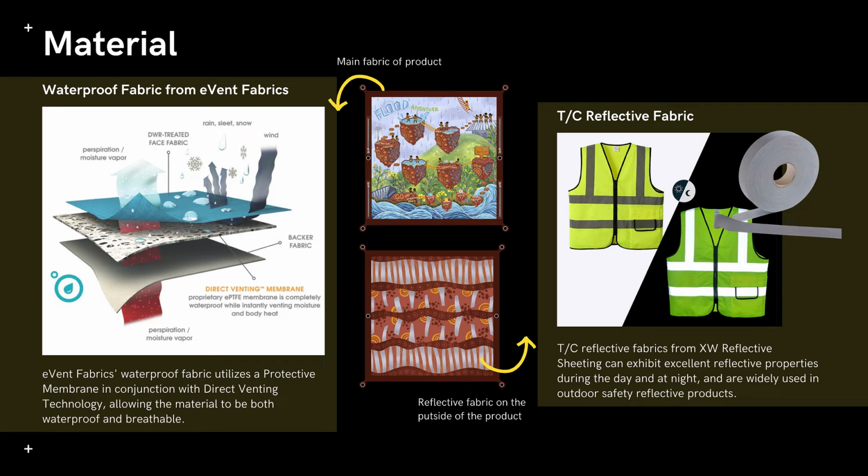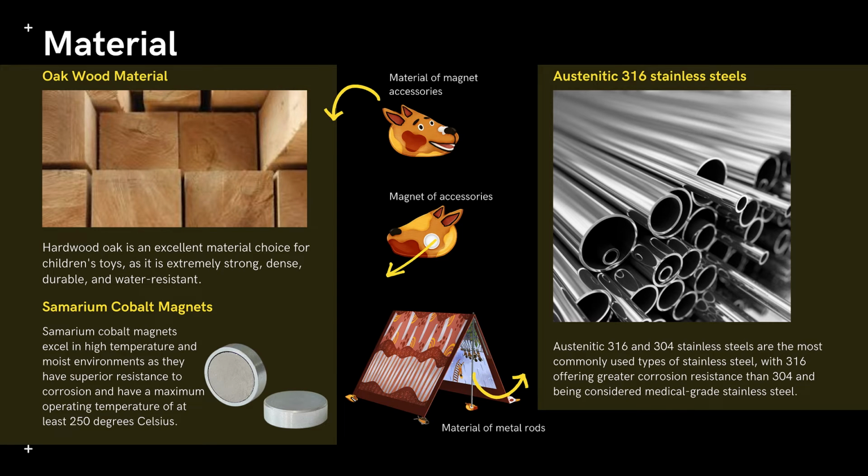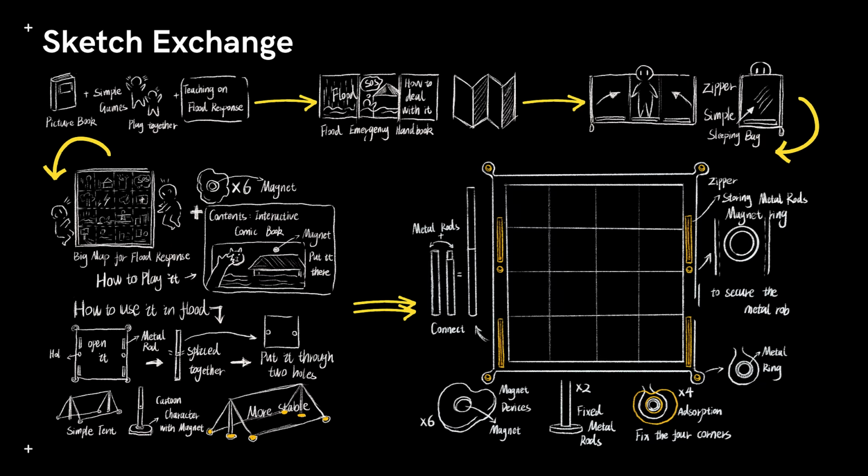The main part of my design is made of waterproof and breathable fabric, which is suitable for the need for a simple tent. Reflective fabric is used on the exterior of the product, which helps rescuers find users more quickly. For the animal accessories, I chose oak hardwoods, which are naturally water-resistant, and semi-rigid cobalt magnets, which are corrosion-resistant. For the metal rod part, I used austenitic 316 stainless steel. Next is my sketches exchange.